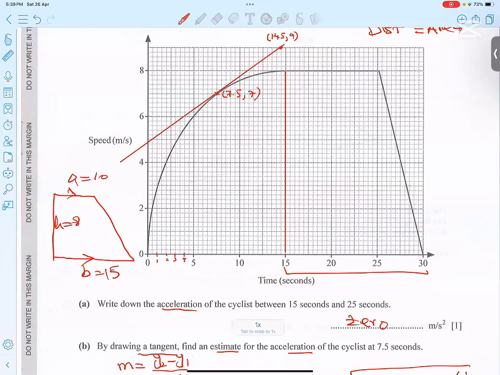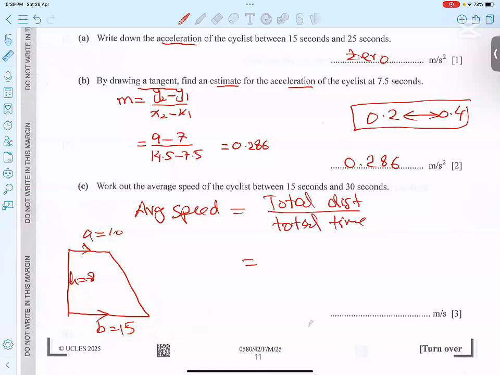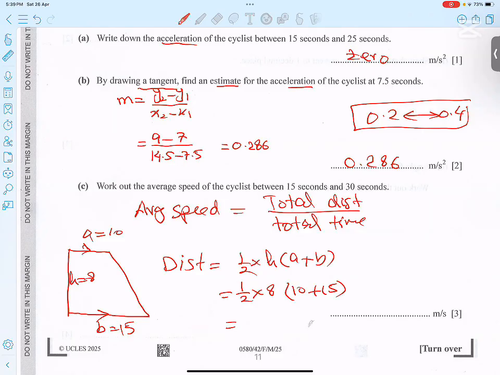So what is the distance formula? The total distance is the trapezium area. So the distance covered is half into H into A plus B. So half into 8, A is 10, B is 15. And I got 25. So 4 times 25 is 100. So 100 is the distance traveled. I think this part is clear. Distance in meters, I can say.